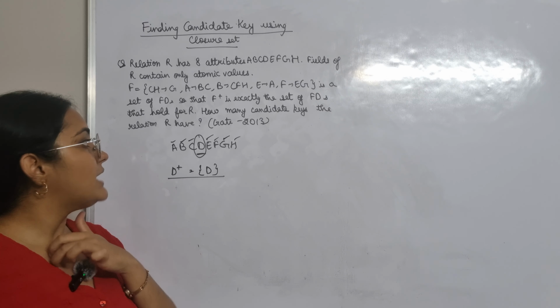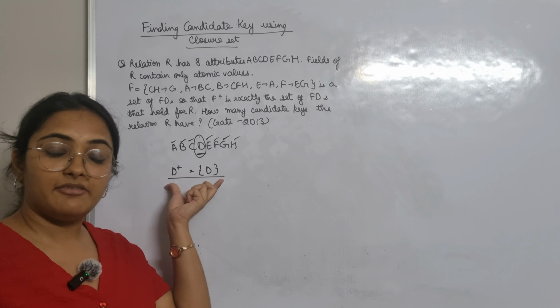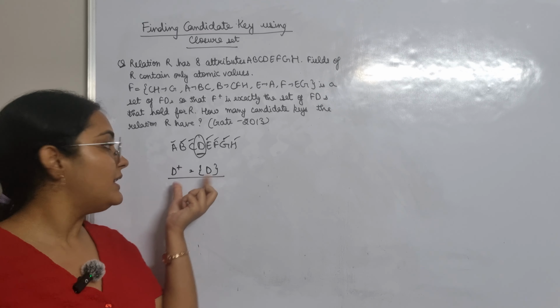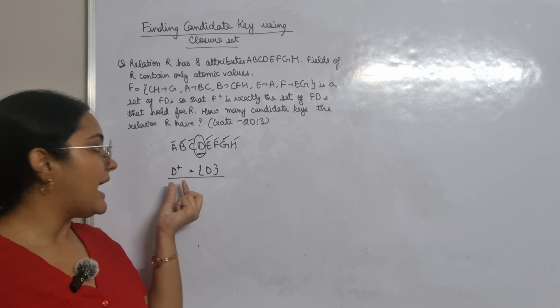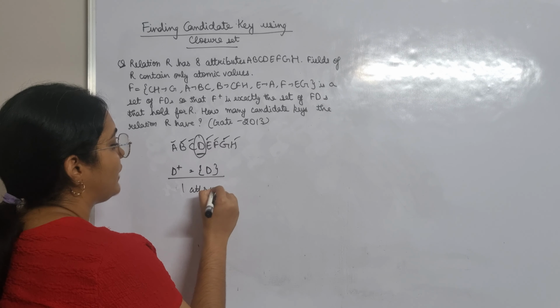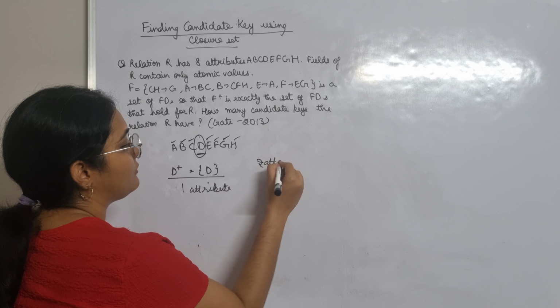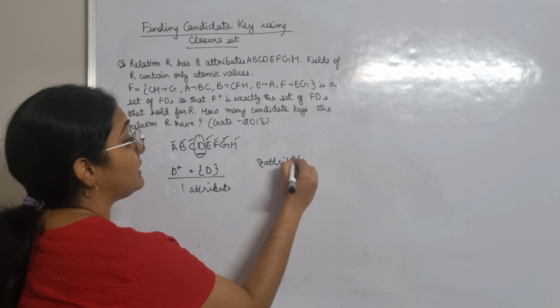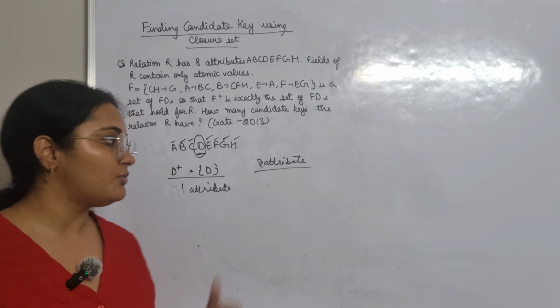If a one attribute candidate key was possible, D definitely has to be that particular candidate key, and D is not giving us a candidate key. Now let us move on to a 2 attribute candidate key. Because we are looking for the minimal key and not the maximal key. We are not asked to find out the super key.